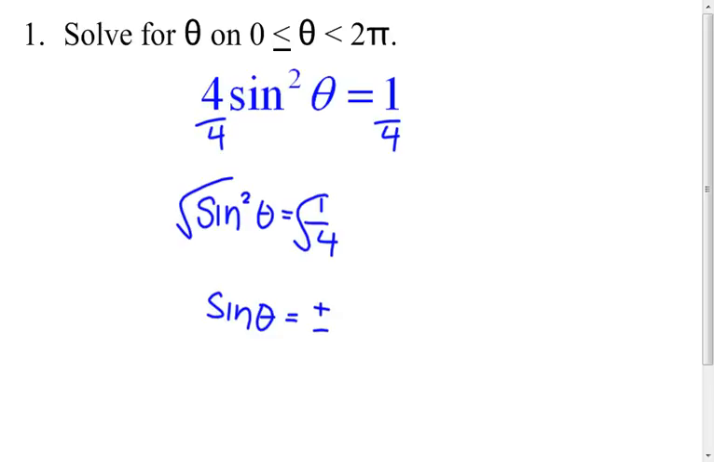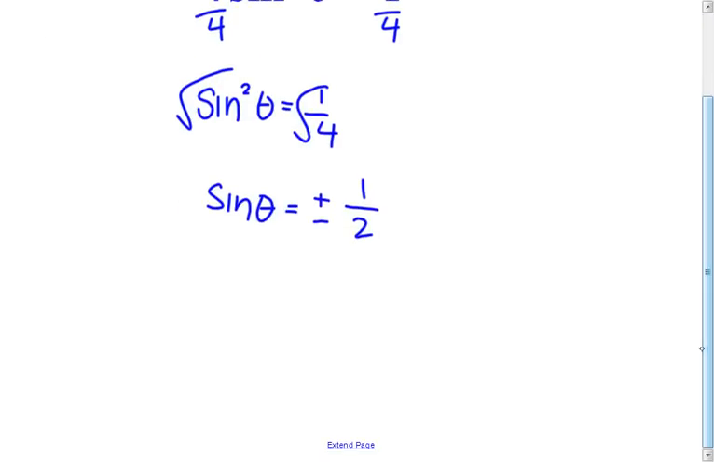So the square root of 1 is 1, and the square root of 4 is 2. So the square root of 1/4 is 1/2. So now you have to figure out where on your unit circle is your sine value either positive or negative 1/2, and you have to find both spots. Okay, so I'm going to look at my unit circle.